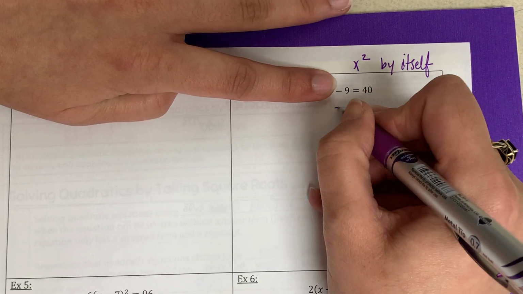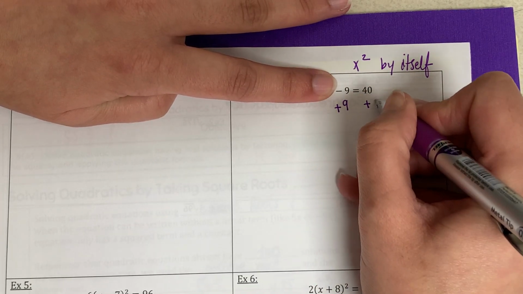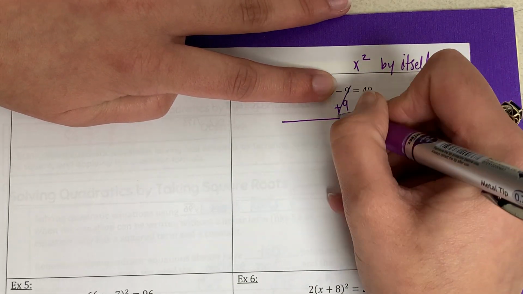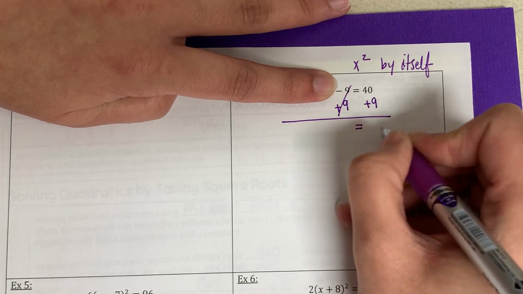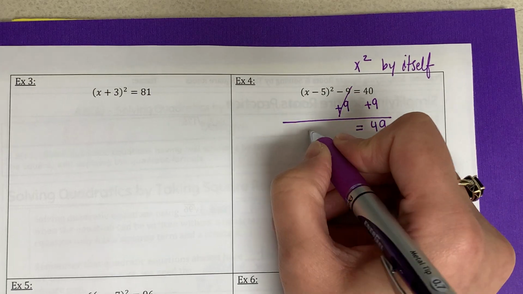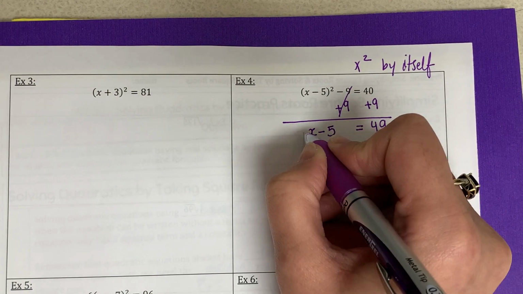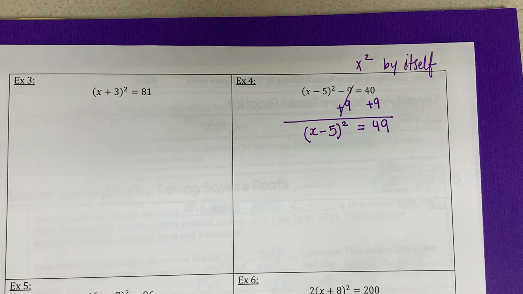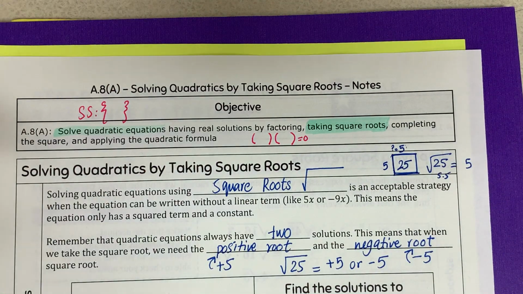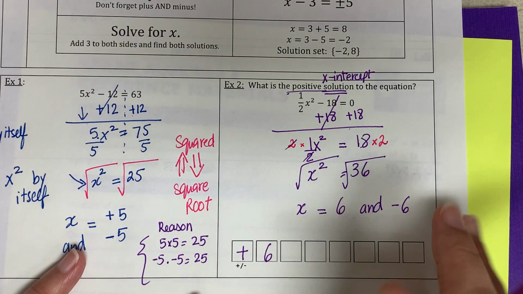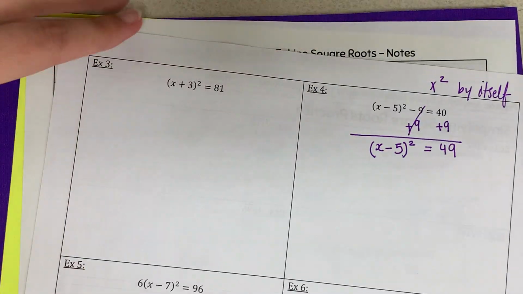This is minus 9, so opposite should be plus 9 here and plus 9 here. Okay, draw a line, this is canceled out, equals 40 plus 9 is 49 over here. And then this is x minus 5 whole squared. All right, now it's the same process as the previous page. You had x squared, so you did the square root on both sides. I'm gonna do the same thing here as well.